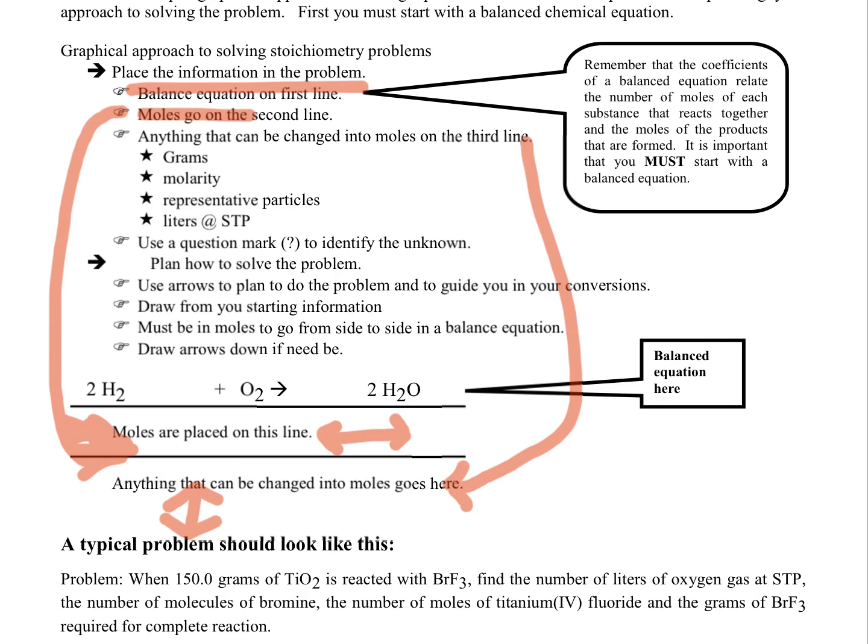Anything you're given, you'll mark in the correct location. If I'm given moles of O2, it'll go in the moles line right under O2. If I'm given grams of O2, it'll go at the everything else line below O2. If I'm given liters, representative particles, anything like that, that'll go down here. Then we can follow a path to figure out where we're going.